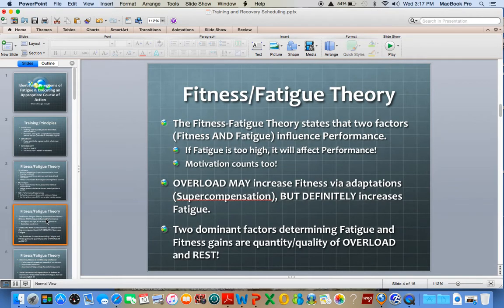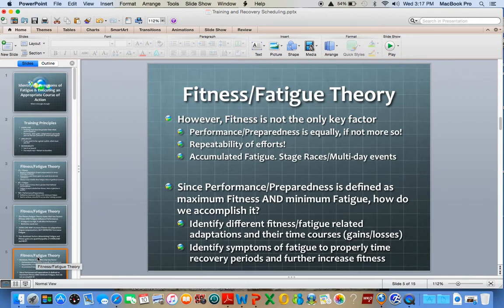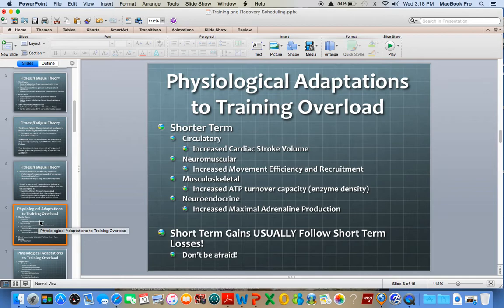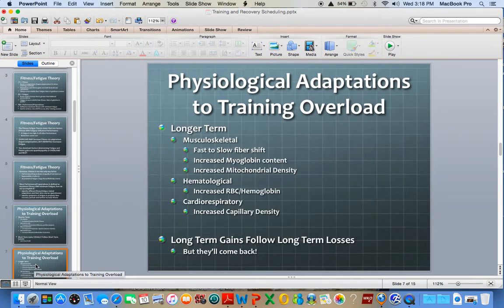So in this slide, I go into a little bit more about the relationship, what happens. This one too. All right, let's roll up here. And of course, you can pause the video anytime if you want to read through these. Then I get into the actual adaptations to training, which is how we get fitter, and that there are shorter term gains and also longer term gains.